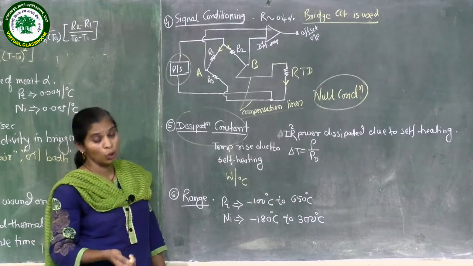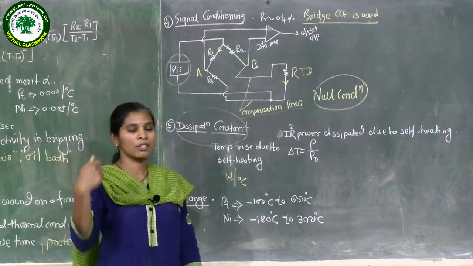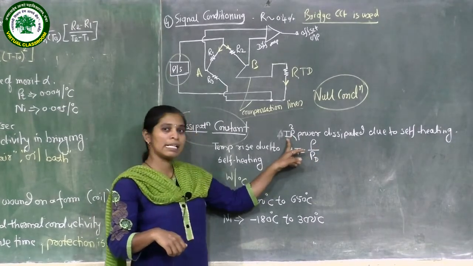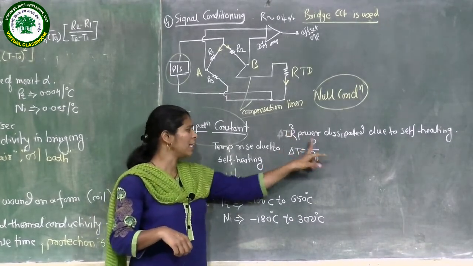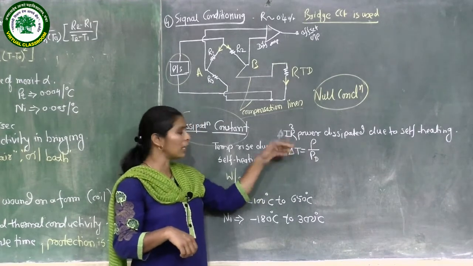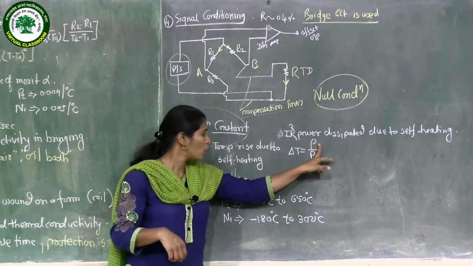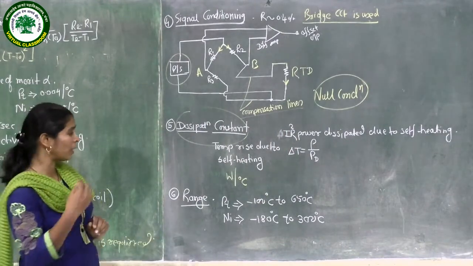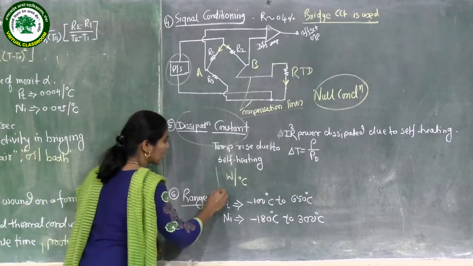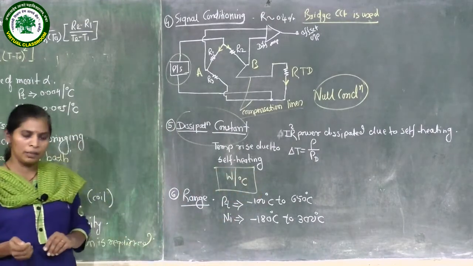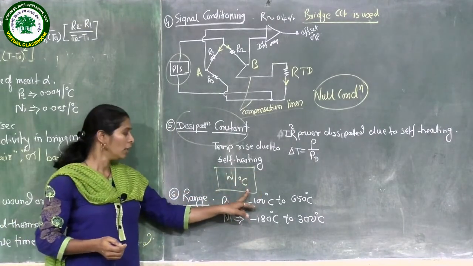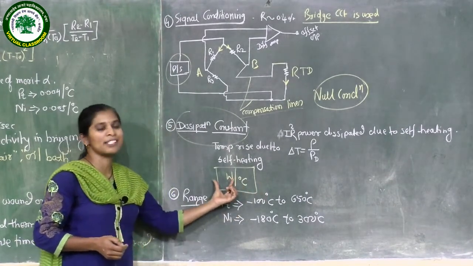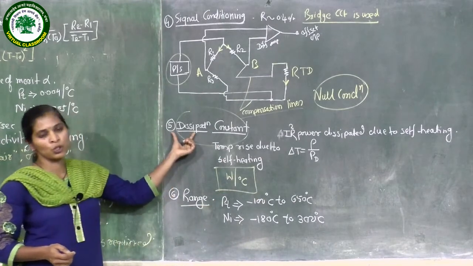where this PD is the constant, that is the dissipation constant, given or provided in the data sheet of the RTD, and this P is nothing but the power. So if I, that is the current, is more, then P will be more. If the current is less, then P will be less. So this dissipation constant is also one of the important factors that we have to take into consideration, and it is expressed in milliwatt per degree, that is, with respect to change in temperature, how much power is dissipated. That is the dissipation constant.